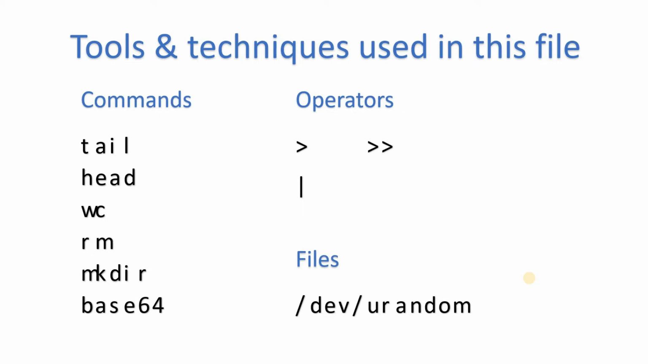There is one more we are using, base64. This command is used to encode a binary string into text representation. Then we have the output redirection operator, which is denoted by a single greater than sign or double greater than signs. The first one is an output operator that overrides the existing file, and the second one is an output operator that appends the content to an existing file. Finally, /dev/urandom. This is a special file that's a source for random bytes generated by the kernel random number generator device.